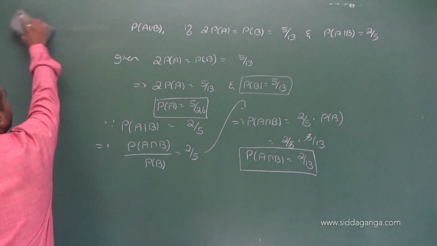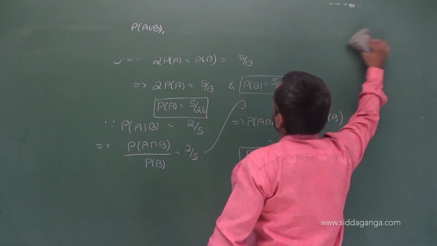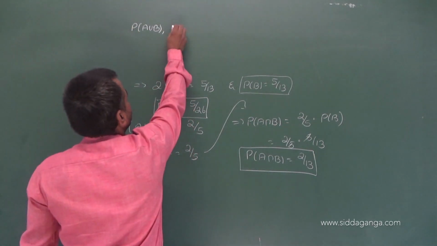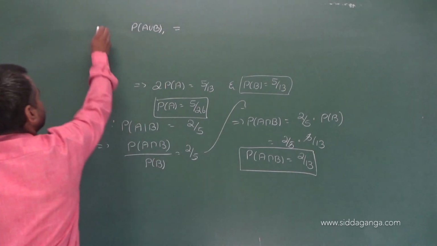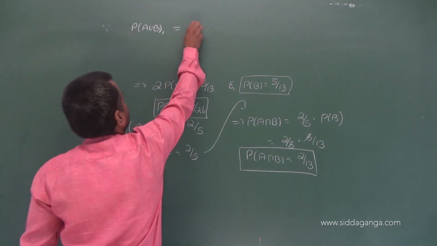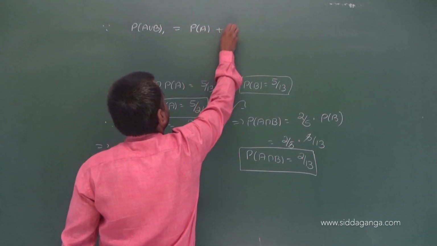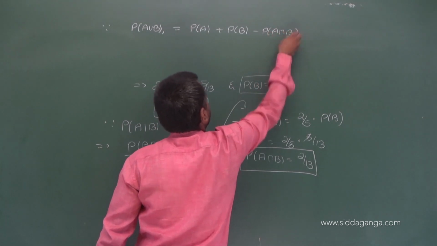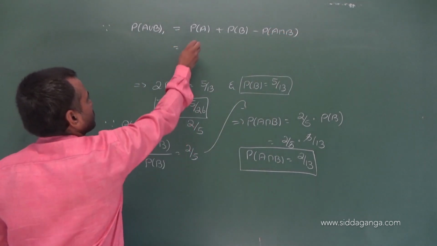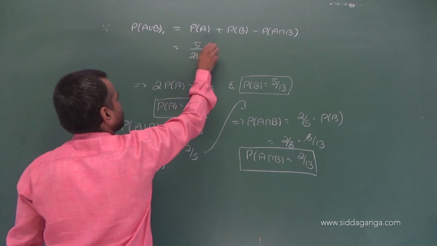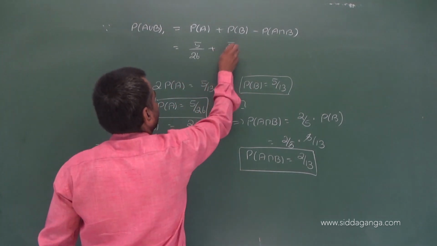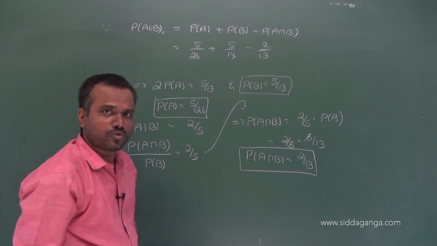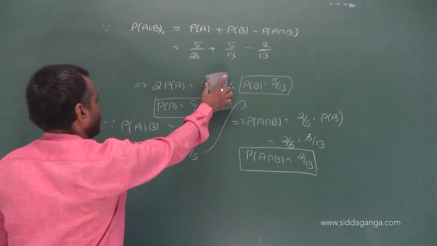So P of A is here, P of B is here, and P of A intersection B is 2 by 13. He asks P of A union B. Since P of A union B is equal to P of A plus P of B minus P of A intersection B, that is P of A 5 by 26 plus P of B 5 by 13 minus 2 divided by 13.